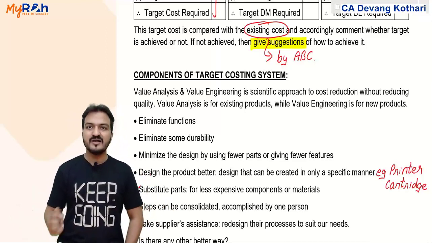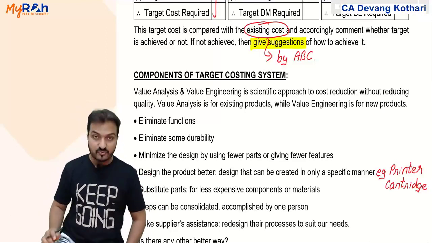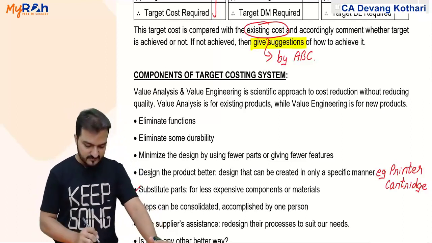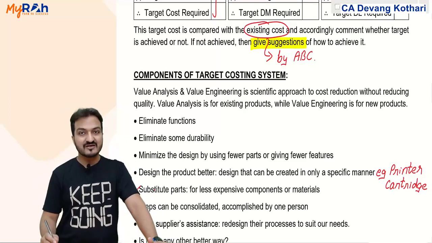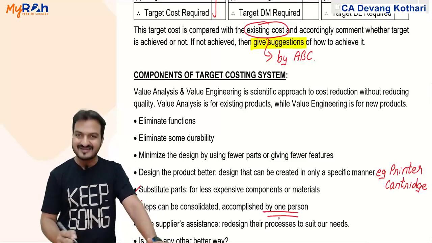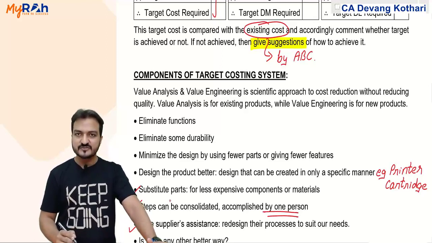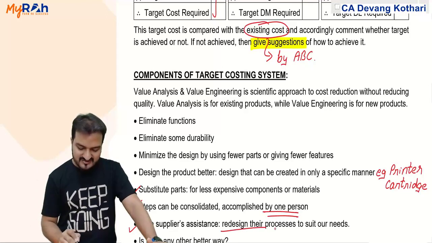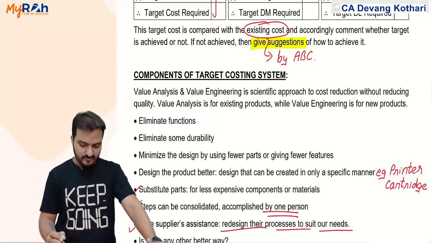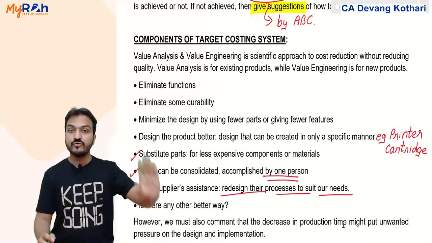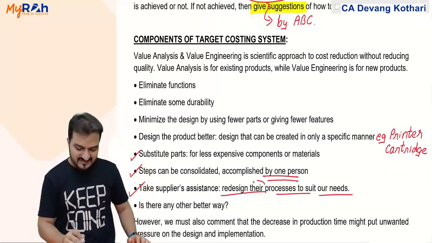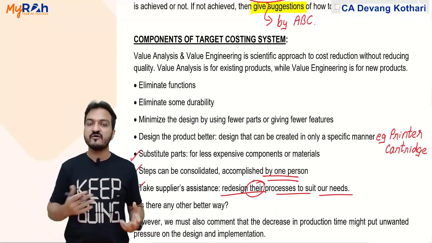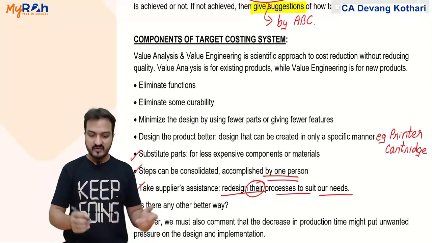Substitute parts for less expensive components or material. You substitute the parts for less expensive components, maybe less expensive materials, that can save you some cost. Steps can be consolidated. Check whether your steps can be consolidated, done by one person, that can save you some cost. Take supplier's assistance. Maybe the material supplier can give you some suggestions regarding how to save your cost. Redesign the process to suit our needs. Okay, you can tell the supplier to redesign his process. The supplier will redesign their process such that it will directly suit my needs, so that I can save time of doing quality check of the material, maybe like that.